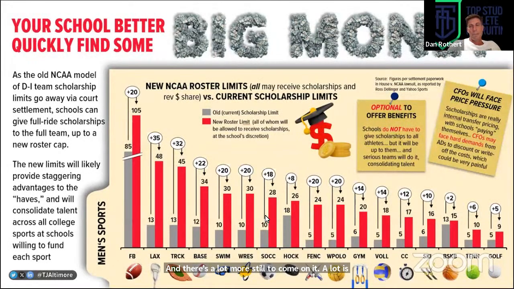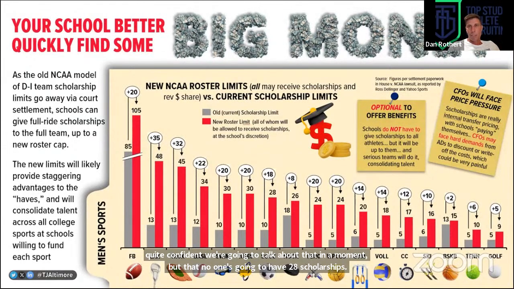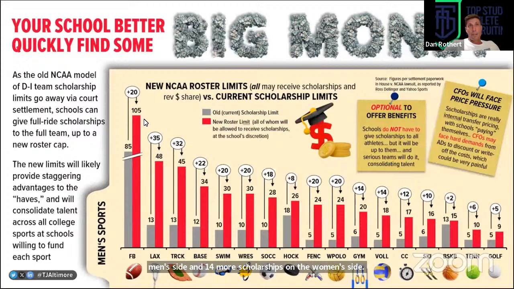But if we talk about men's and women's soccer, they're going to have a roster limit of 28. Women used to have 14 scholarships. Men had 9.9. Now they're saying you're going to have a roster limit of 28 and you can have 28 scholarships. Well, I am quite confident that no one's going to have 28 scholarships. Schools can't afford to give 18 more scholarships on the men's side and 14 more on the women's side. If they went across the board and met the requirements of the settlement, it would be something like 220 additional scholarships across all sports, and there's no way a school can afford that.